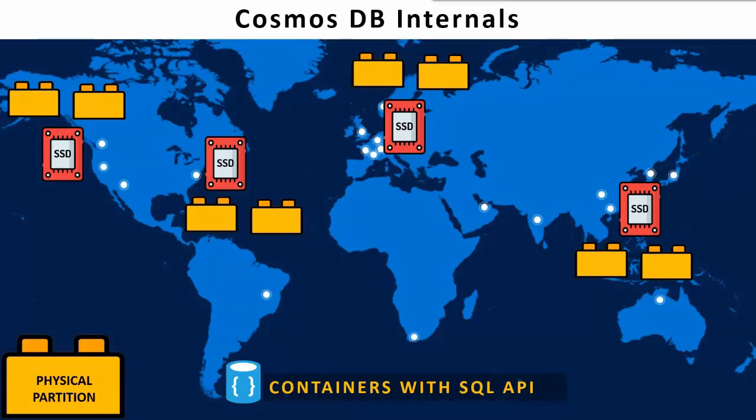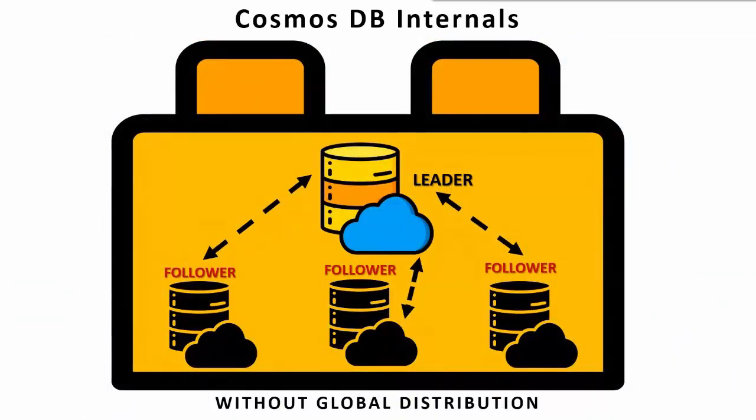What else do we know about the physical partition? If we dig in a little bit more, you will see a replica set in each physical partition. There's 1 leader and 3 followers. And the data comes into the leader, and then it shares all the data to the followers. So whenever a web application tries to read the data, potentially it has 4 options to read the data. And that's one of the main reasons why Cosmos DB is a very fast database.